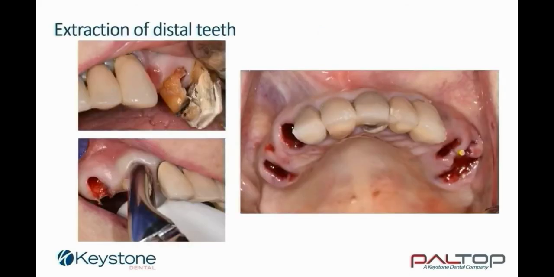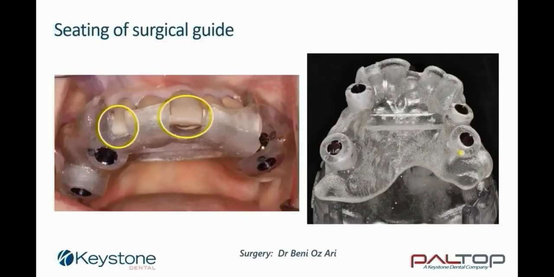The first step is extraction of the distal teeth, as set out in the prescription. This is done atraumatically. Next, the surgical guide may be seated. The surgical guide will not only seat on the anterior bridge, but also on the palatal area and on the tuberosities. The inspection window on the surgical guide enables validation of the correct seating of the guide, checking for the intimate fit between the surgical guide and the adjacent teeth.